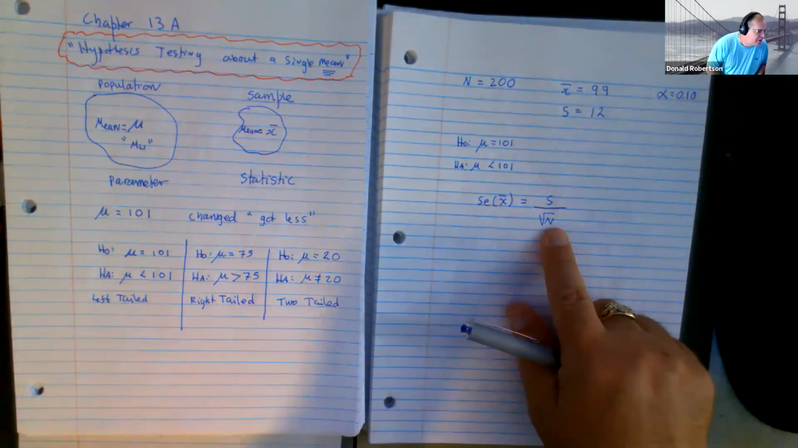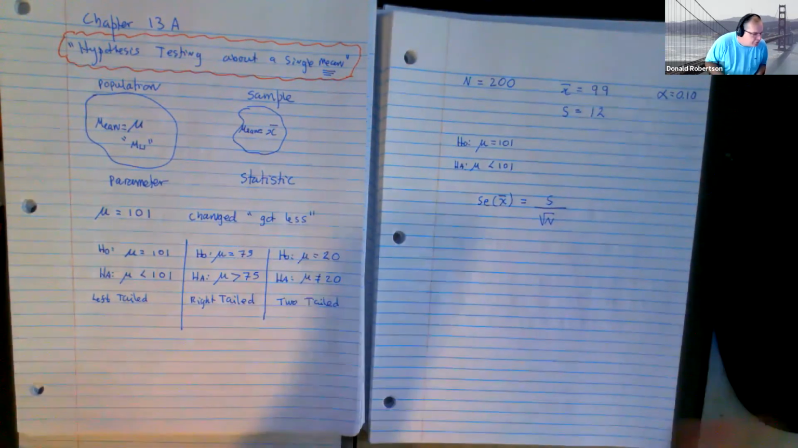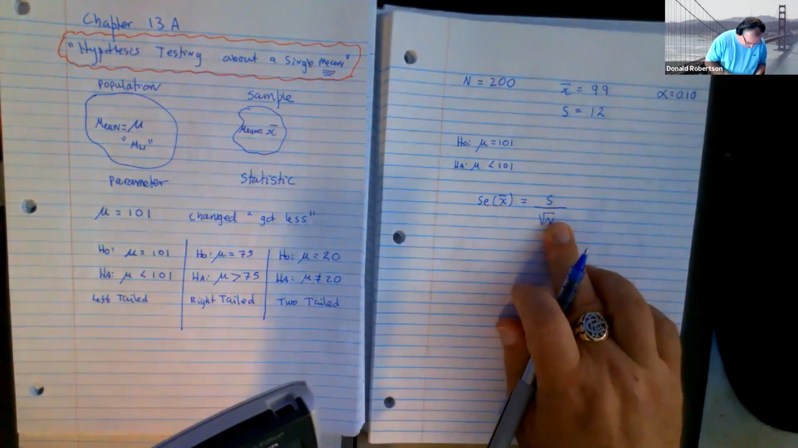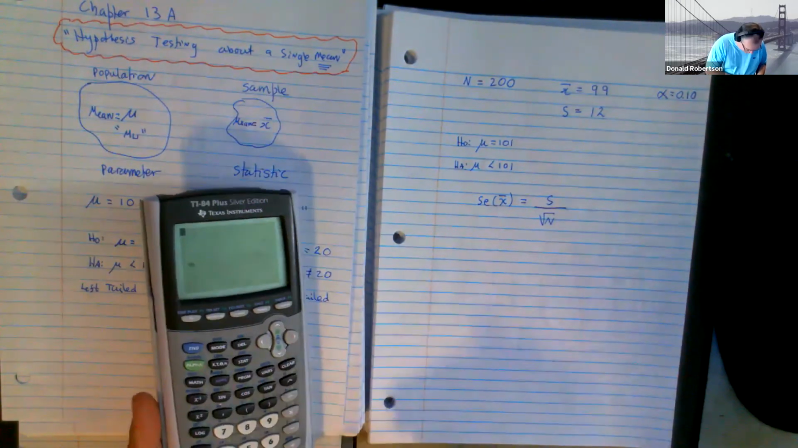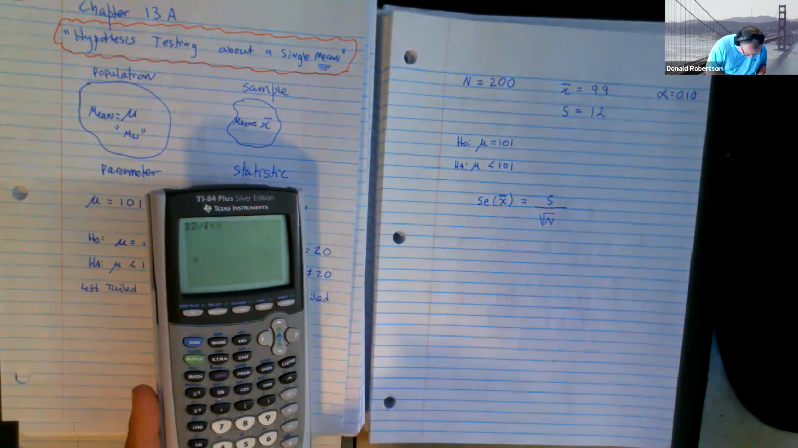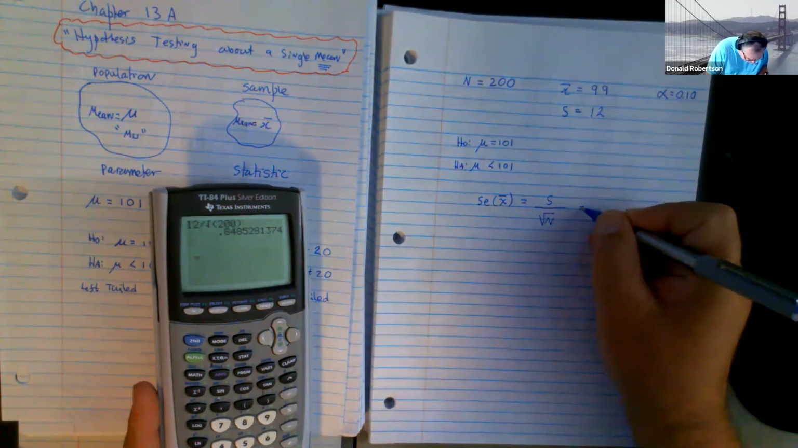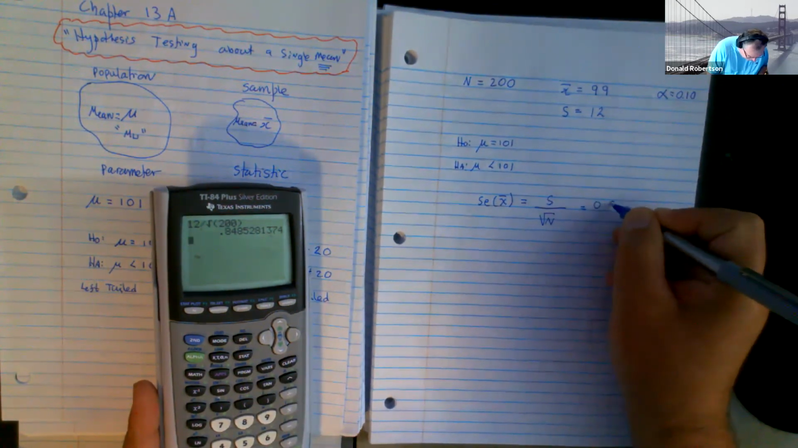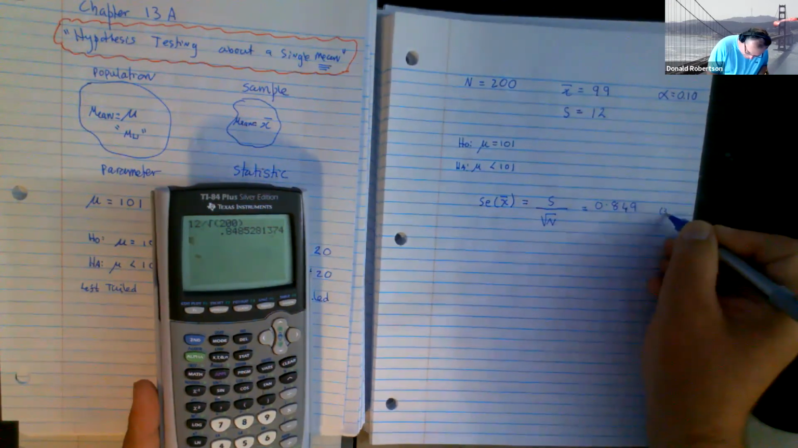Weren't we using that to get confidence intervals last time? We're not doing confidence intervals now. We're using a new thing, hypothesis testing, but we're still finding the same kind of things. Now, on my calculator, we have 12 divided by the square root of 200. And the answer I get in this case is 0.849, to 3 decimal places.